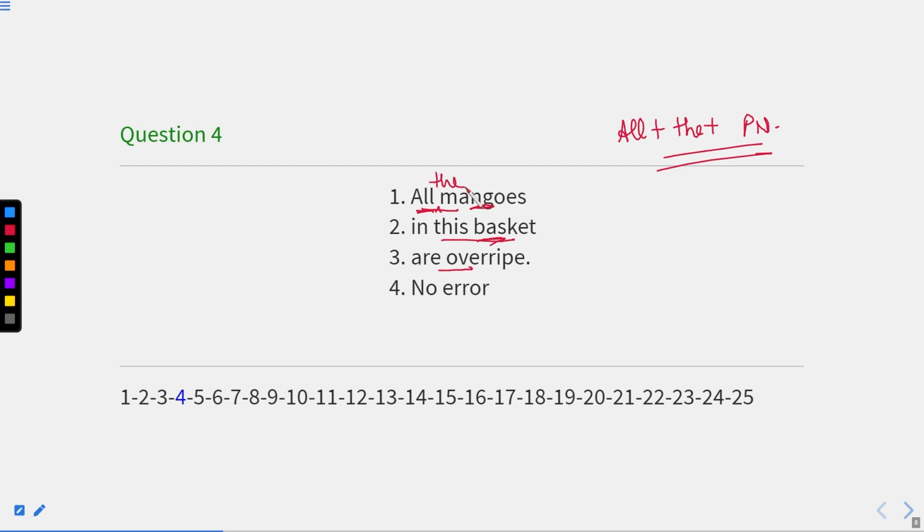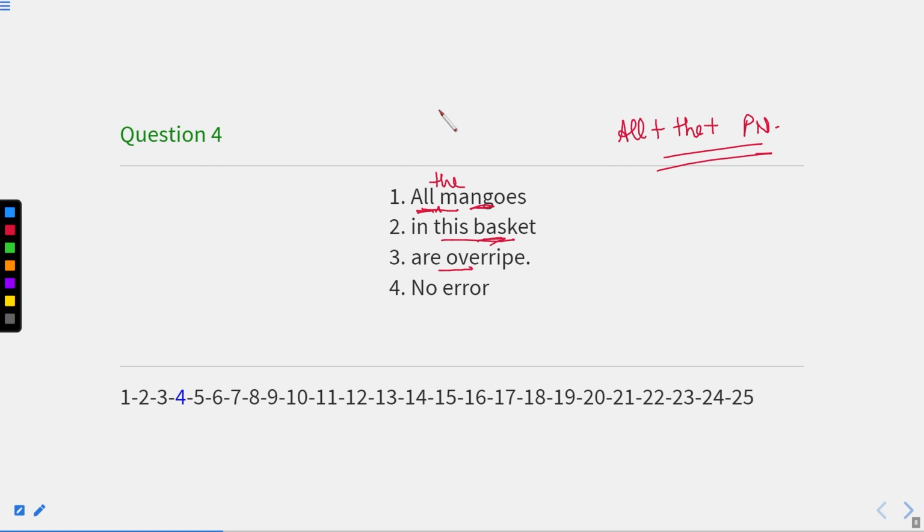It means I'm talking about all the mangoes of the basket. It means all the mangoes which are kept in the basket. Because already we are relating these mangoes with the basket. It means we are making these mangoes particular. It means I'm talking only about those mangoes which are kept in the basket. Therefore, I would say all the mangoes in this basket are overripe.